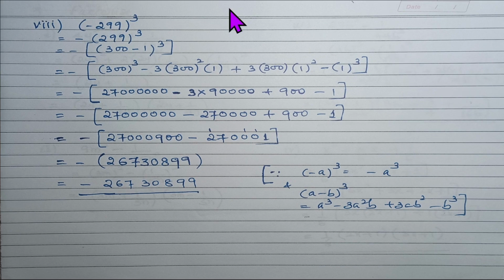Now coming to the next example, minus 299 cube. Again I can take the minus outside, so it will be minus of 299 cube. 299 cube can be written as (300 minus 1) raised to 3. So a cube is 300 cube, minus 3a square b is 300 square into 1, plus 3ab square is 300 into 1 square, so minus 1 cube.